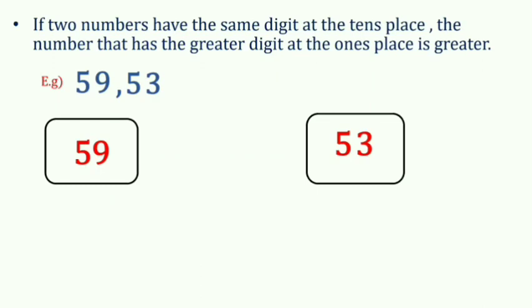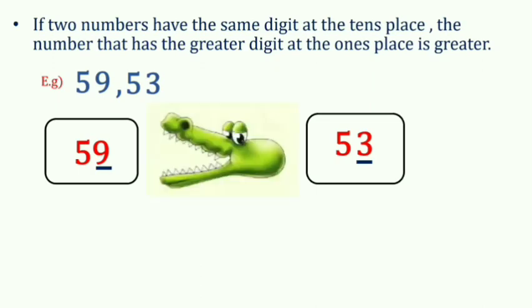You can see number 9 in 59 and number 3 in 53 are at ones place. And we know 9 is greater than 3. So we can say number 59 is greater than 53. And hence, an alligator will eat number 59.